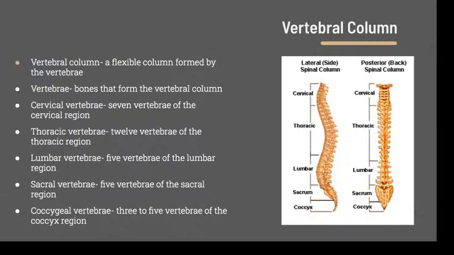Now moving on to the vertebral column, which is the medial part of the axial skeleton. So the vertebral column is a flexible column formed of a series of bones called the vertebrae. In humans, the vertebral column is composed of 5 distinct regions.